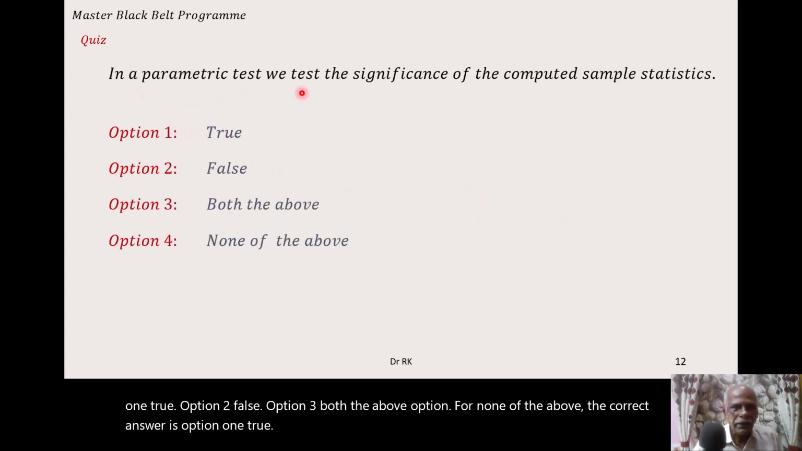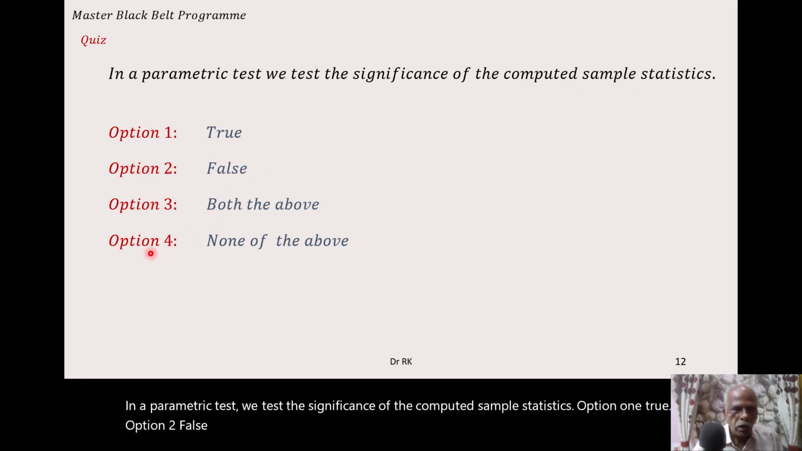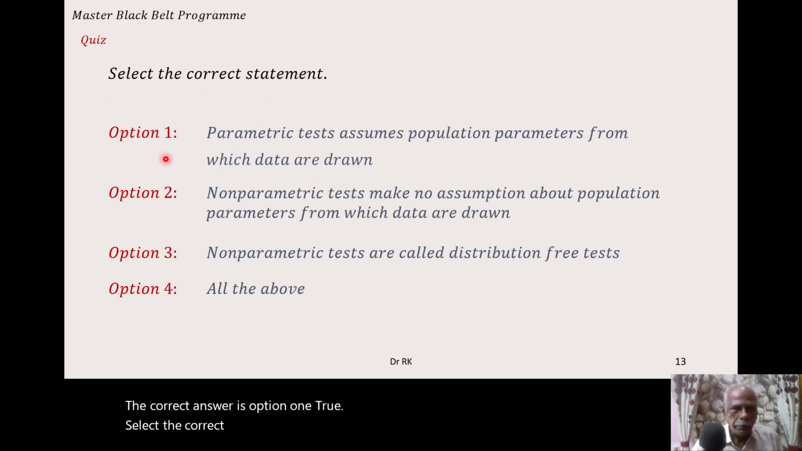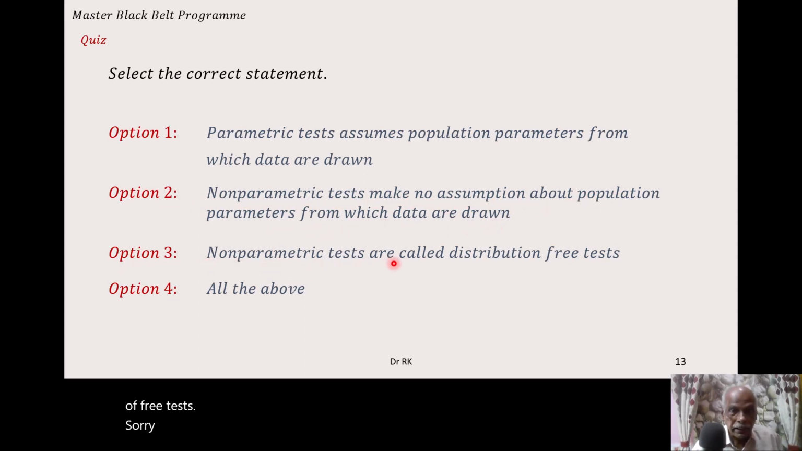In a parametric test, we test the significance of the computed sample statistics. Option 1, true. Option 2, false. Option 3, both the above. Option 4, none of the above. The correct answer is option 1, true. Select the correct statement. Option 1, parametric tests assume population parameters from which data are drawn. Option 2, non-parametric tests make no assumption about the population parameters from which the data are drawn. Option 3, non-parametric tests are called distribution-free tests. Option 4, all the above. The correct answer is option 4, all the above.